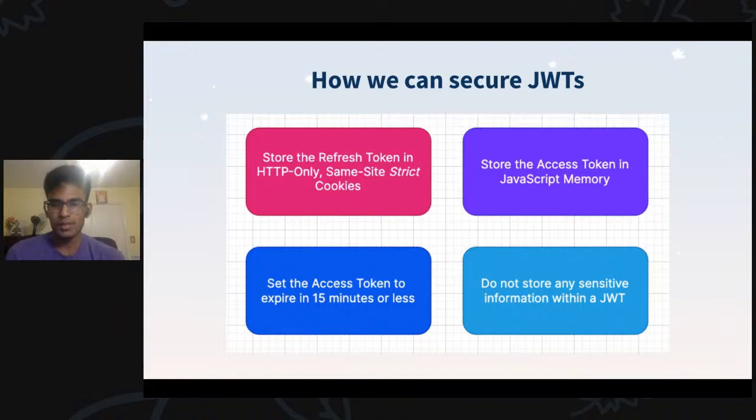The third thing is set the access token to expire in 15 minutes or less. That's very self-explanatory. It just says to set the token to expire as soon as possible, so that if any hacker gets access to it, they only have a limited amount of time until they can no longer send requests. And the fourth part is don't store any sensitive information within a JWT.